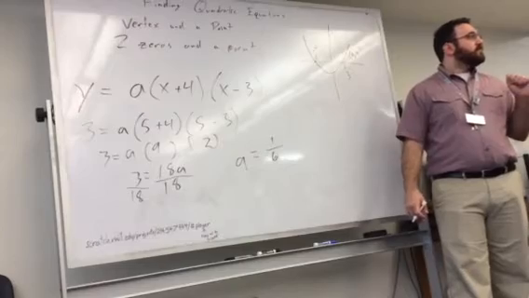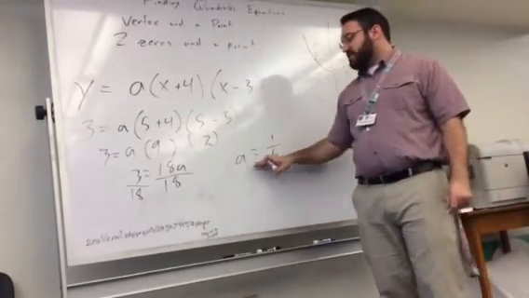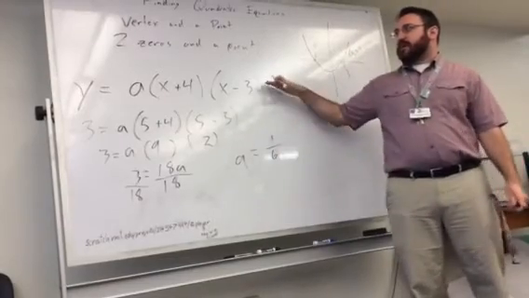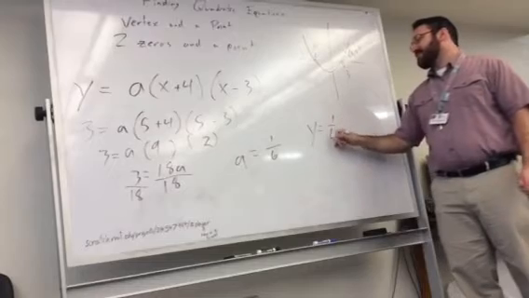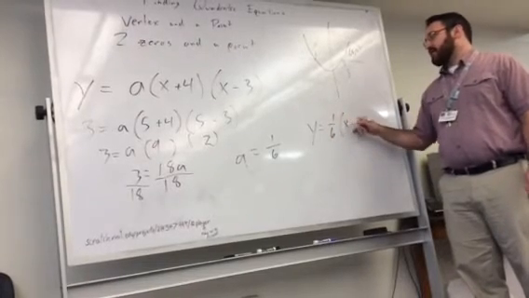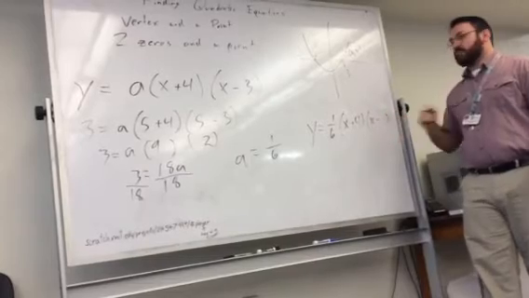Yes, in a moment. So we get that A is equal to 1 over 6. So now let's go back over here to our equation. Y is equal to 1/6 times x plus 4 times x minus 3.